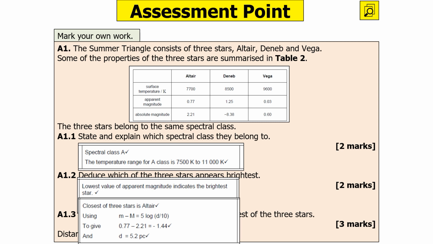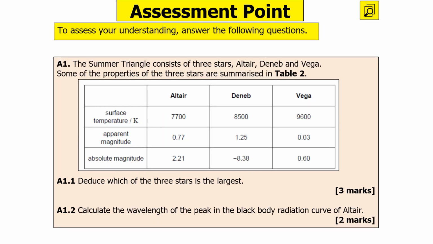Pop in all the values, work it through, and you get 5.2 parsecs. Now, from this information again, deduce which of the 3 stars is the largest, and then calculate the wavelength of the peak in the blackbody radiation curve of Altair. So pause the video now, then unpause the video when you want to go through your answer.